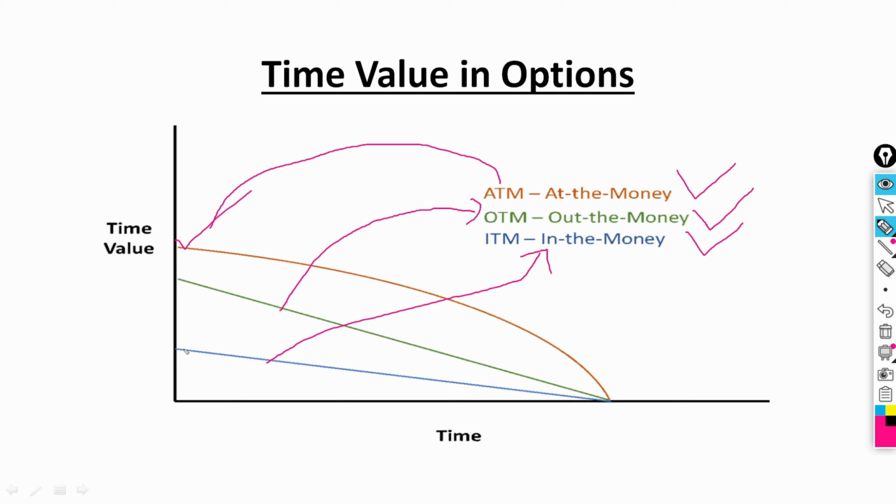What exactly does it mean? It means ATM options have more theta decay because they contain more time value. Whereas in the money options, which have the least time value, have very little theta decay. What we can conclude from this example is that at the money has the most theta value, then come the OTM options, and the least theta value is in the in the money options.